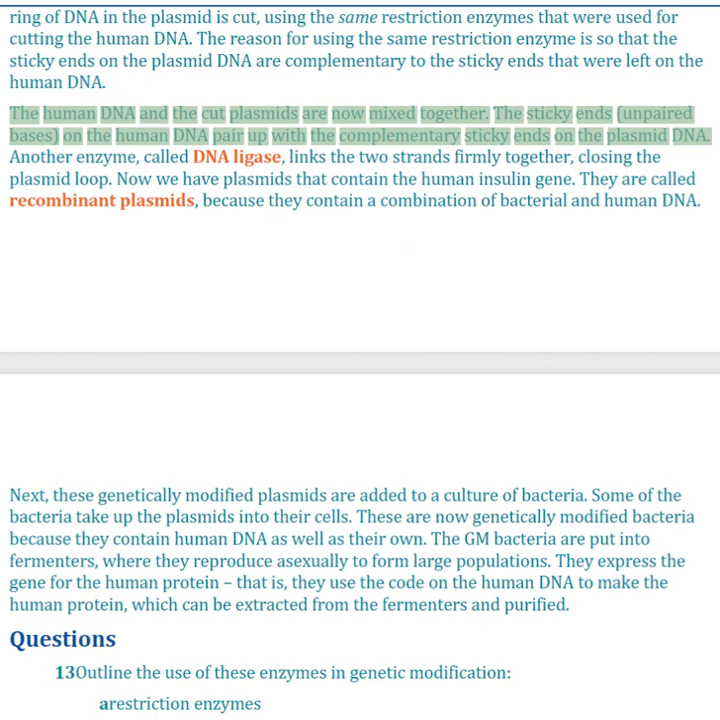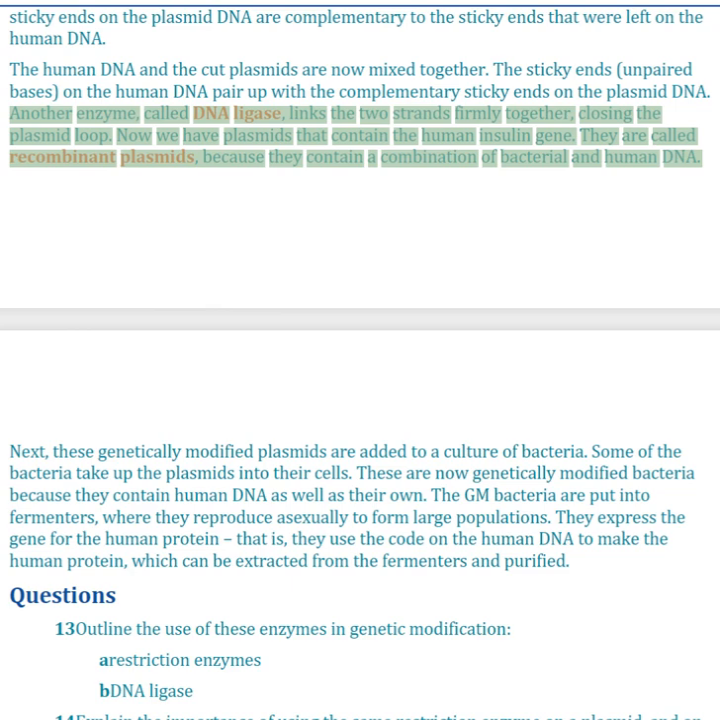The human DNA and the cut plasmids are now mixed together. The sticky ends on the human DNA pair up with the complementary sticky ends on the plasmid DNA. Another enzyme, called DNA ligase, links the two strands firmly together, closing the plasmid loop. Now we have plasmids that contain the human insulin gene. They are called recombinant plasmids because they contain a combination of bacterial and human DNA.